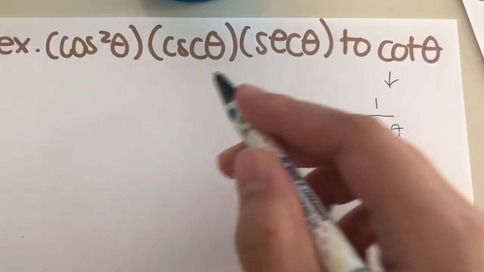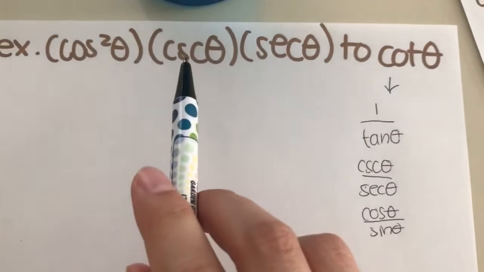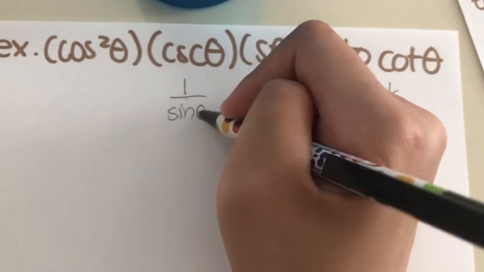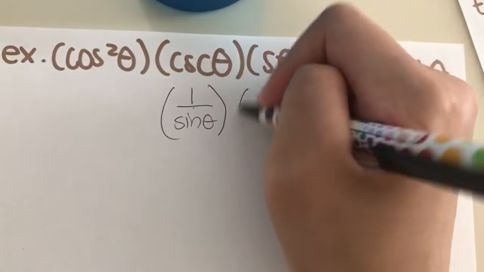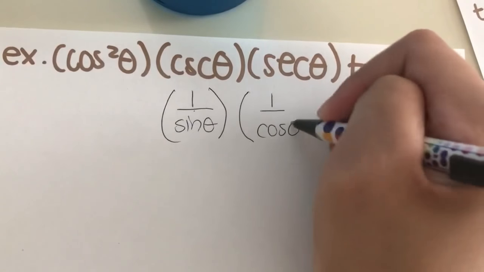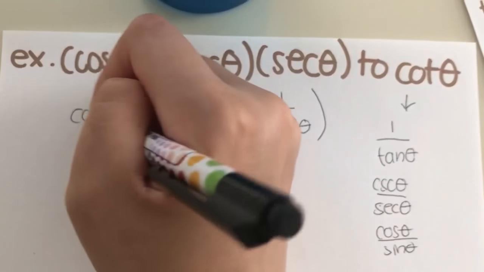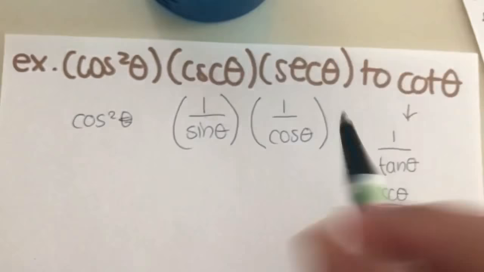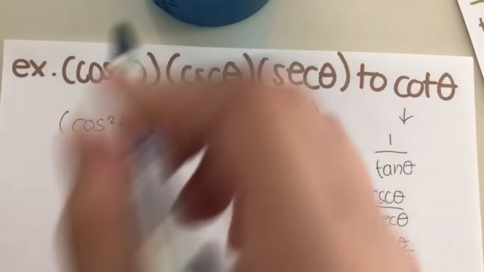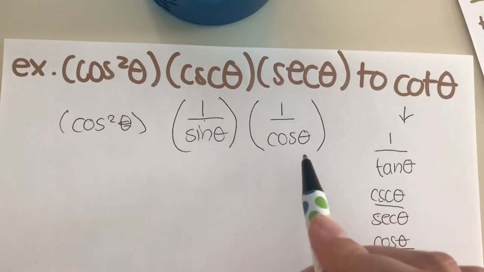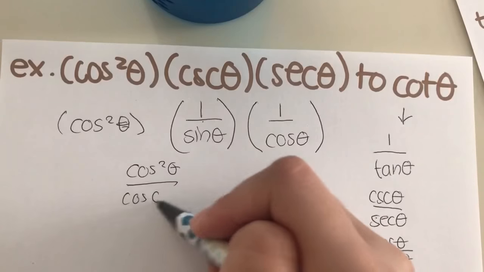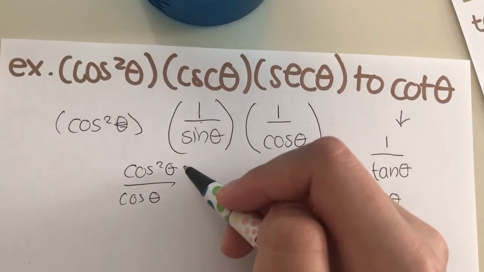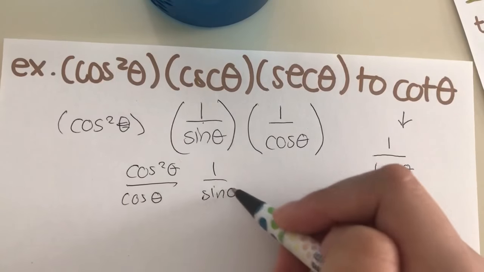For our first step, for the left side, we're going to use a reciprocal identity to transform cosecant of theta over to 1 over sine of theta. And then parentheses, because we're going to multiply it by secant of theta, which is going to be transformed into 1 over cosine of theta. Now we drop down the cosine squared of theta. Next, we want to multiply the cosine squared of theta by the 1 over cosine of theta, and you would get cosine squared of theta over cosine of theta. And then drop the 1 over sine of theta.